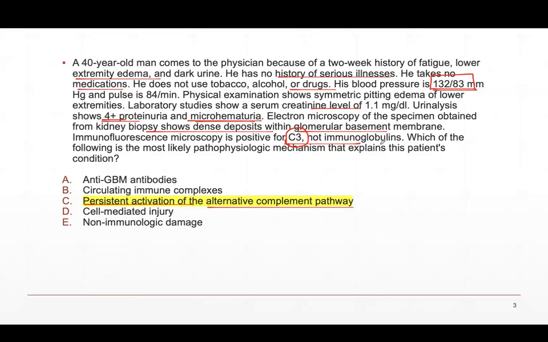Type 2 does not have IgG, as you can see here, no immunoglobulins, only C3. So this is type 2 MPGN. And MPGN can be classified under both nephritic and nephrotic syndrome. Typically, it starts with nephritic, and then it goes into nephrotic.